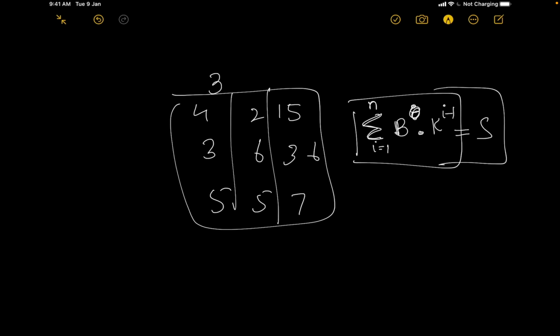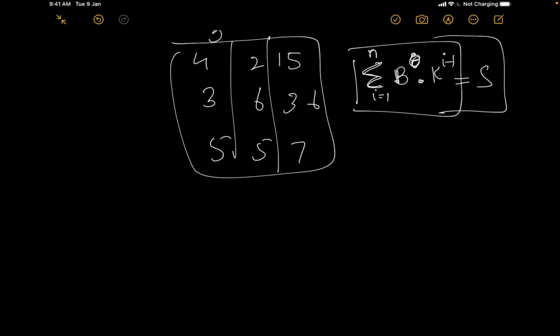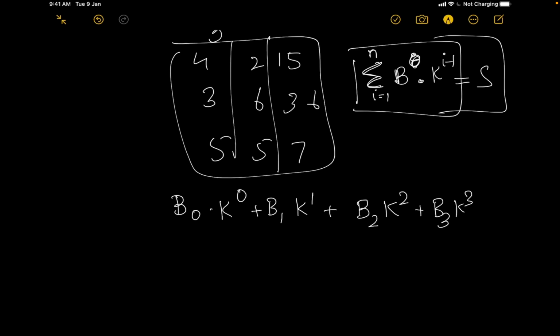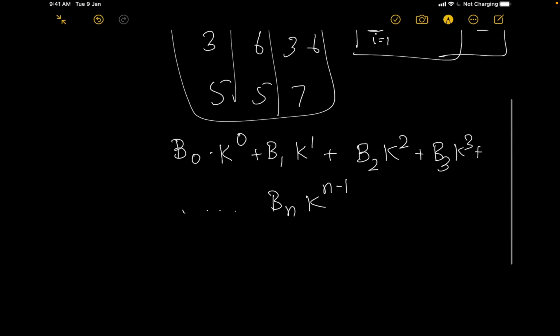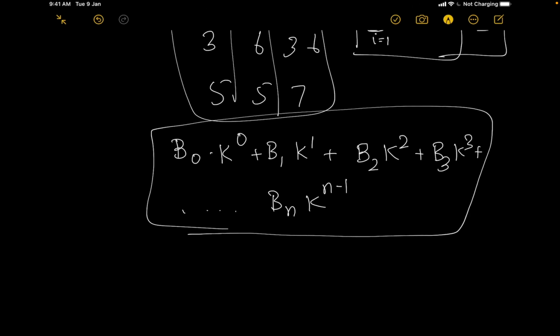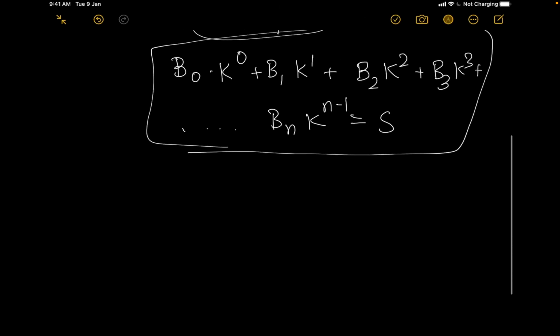What it basically means is that we'll have a formula like b0 into k^0 plus b1 into k^1 plus b2 into k squared plus b3 into k cubed, and so on till b_n into k to the power n minus 1. We'll have something of this sort, and it should sum up to s. So that's what they're asking.